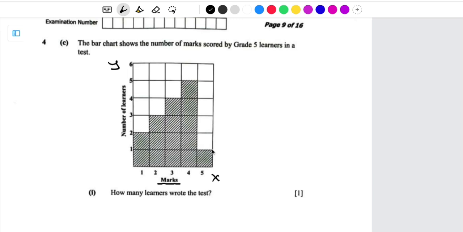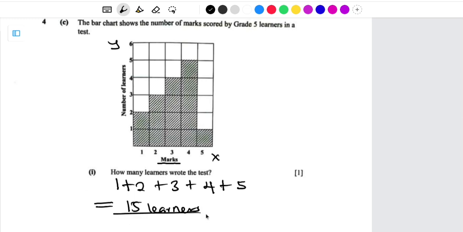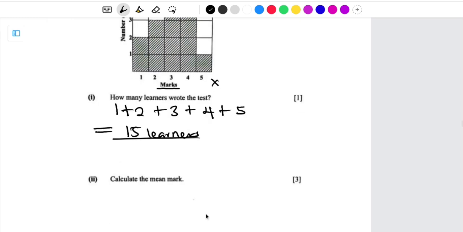Number 1, we have this one as 1. So we have to say 1 plus, we also have this one which is ending at 2. We also have this one which is ending at 3. We also have this one which is ending at 4. We also have this one which is ending at 5. So when I add, I'm going to get 15 learners altogether. If I'm not mistaken, that is 15 learners, isn't it?